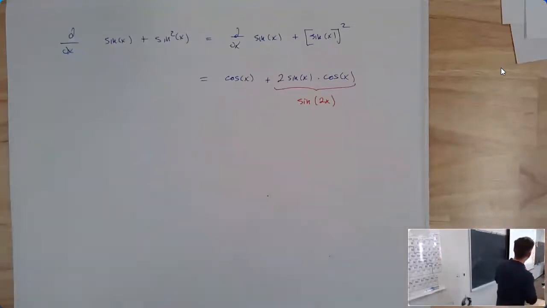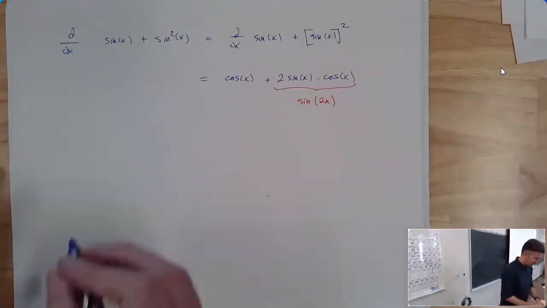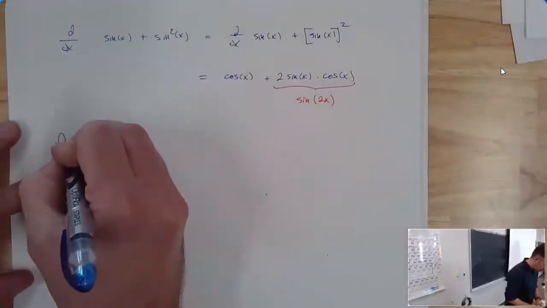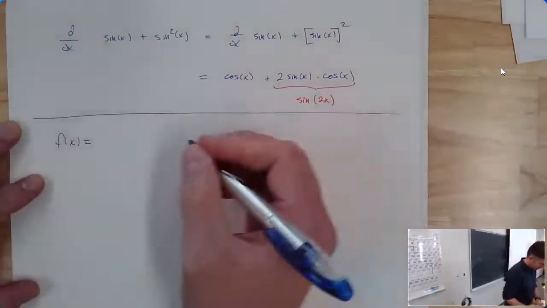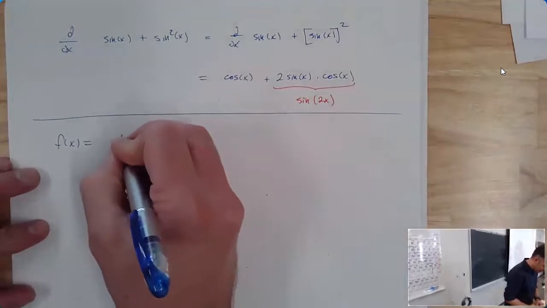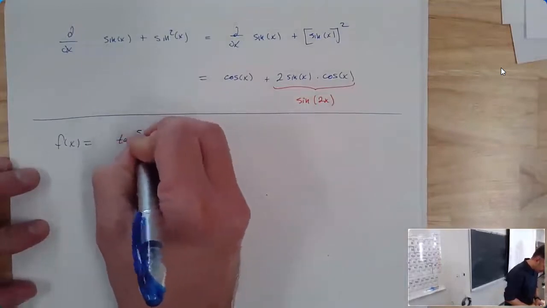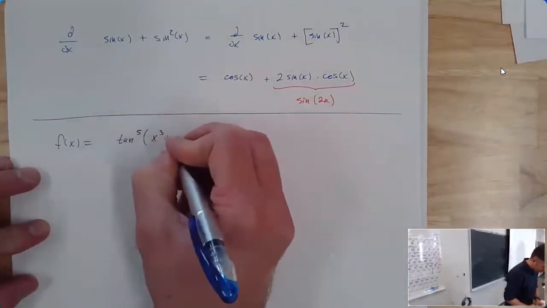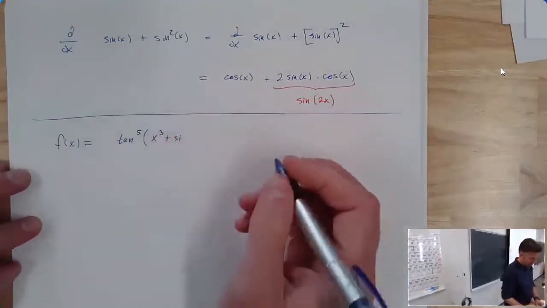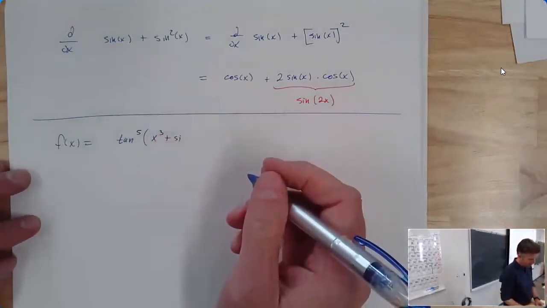What I want to say about this is they do get more complicated. Like someone might ask you to find the derivative if your function is, let's say, tangent to the 5th power of x cubed plus sine. Oh, I'm getting ahead of myself here.